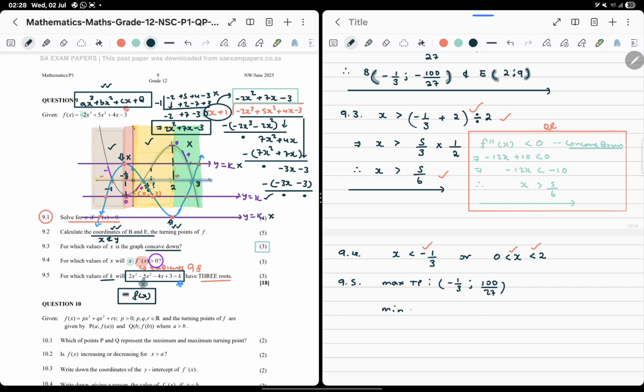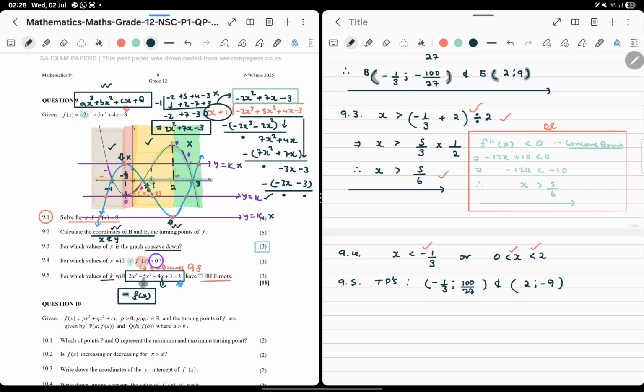And the minimum turning point, perhaps maybe we can just say turning points instead of stating which one is which. It's not really a big deal. We can say here the turning points are minus a third, 100 over 27, and 2 and minus 9, because the x values remain, because that's a vertical reflection.